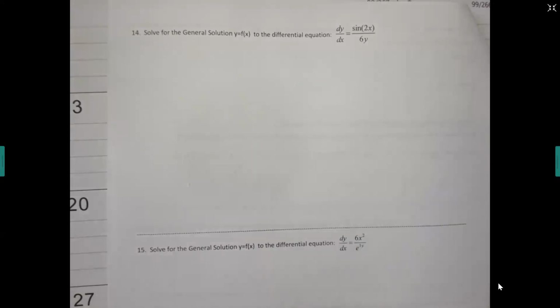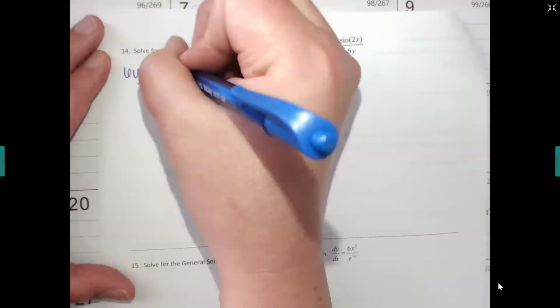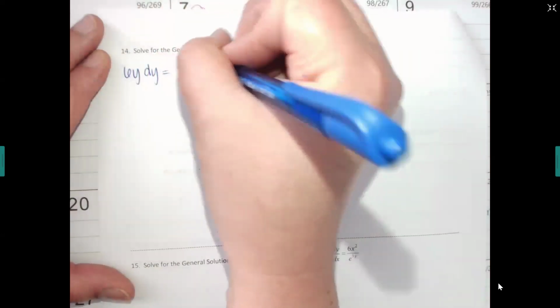Wait, no. You gotta separate it before you can pick a u. All right, let's power through. 2 more. Let's finish it. Okay, what do I do with the 6y if it's on the bottom? I'm going to multiply it. So it's a 6y dy and then a sine 2x dx.